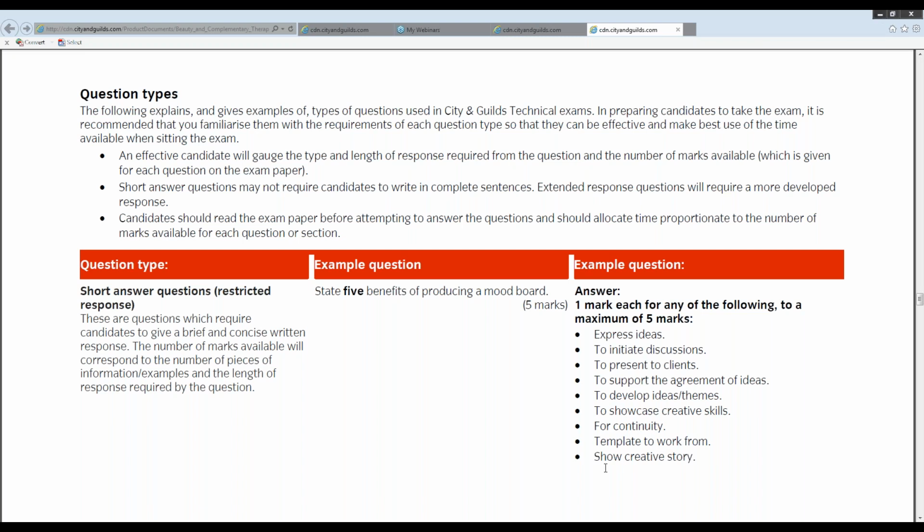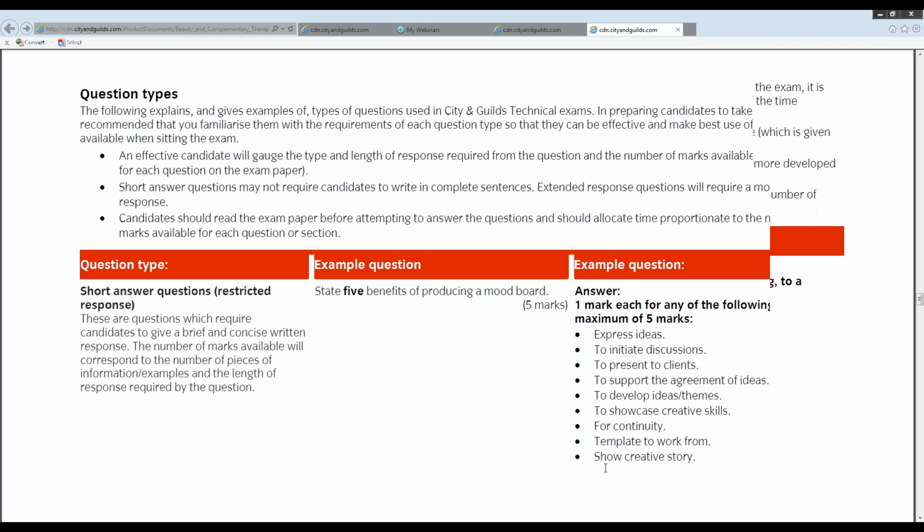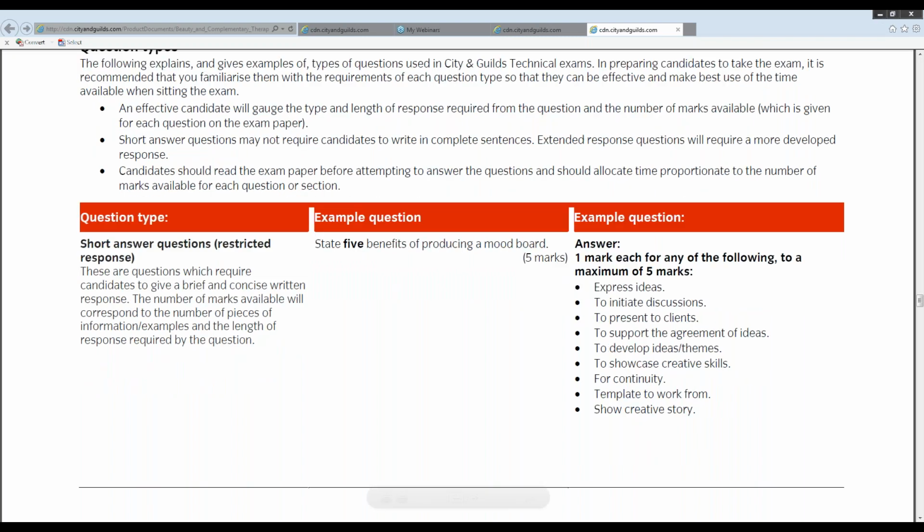So these aren't exhaustive, okay? My markers will be looking for positives. So 5 marks could come from expressing ideas, to present to a client, to showcase creativity skills, showcase a creative story. So these types of questions our learners did quite well with last year.